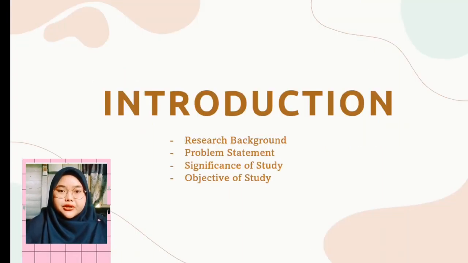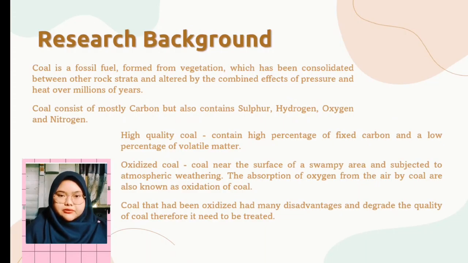Introduction. Introduction consists of four parts, which are research background, problem statement, significance of study and objective of study. Research background. First thing first, let me define to you what is coal. Coal is a fossil fuel formed from vegetation which had been consolidated between other rock strata and altered by the combined effects of pressure and heat over millions of years. Coal consists of mostly carbon but also contains sulfur, hydrogen, oxygen and nitrogen. A high quality coal contains high percentage of fixed carbon and a low percentage of volatile matter.